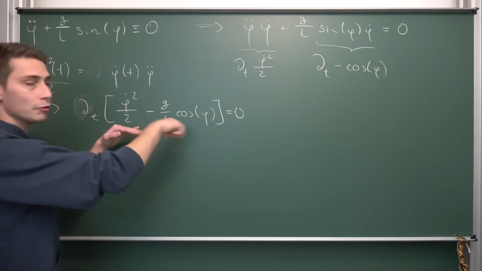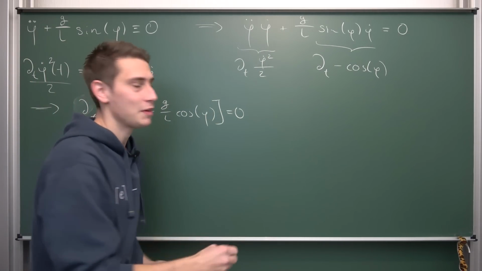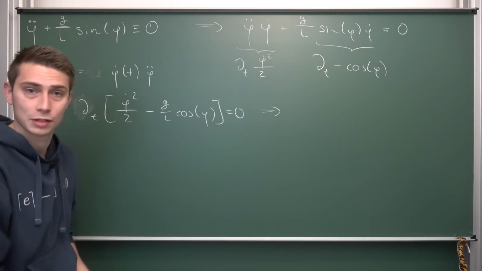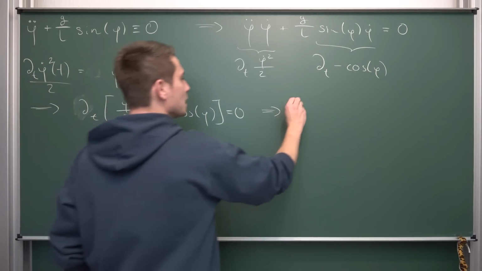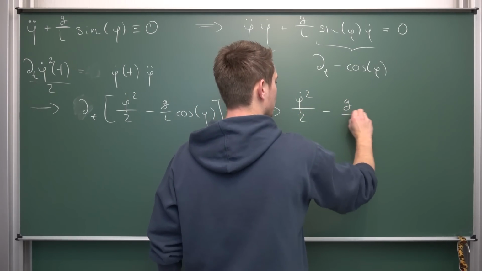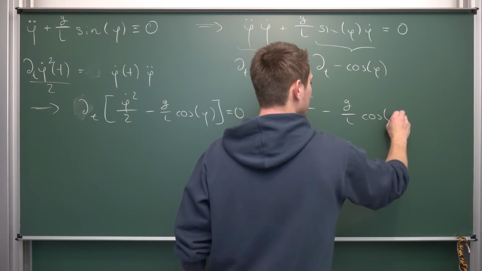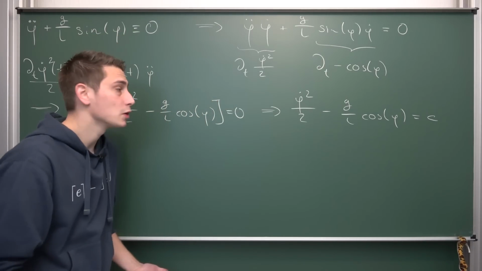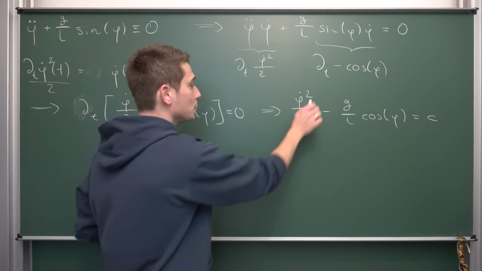Meaning what we can conclude from this right here, just like with the conservation of energy that I have derived before from basic conservative forces and conservative potentials, we can actually notice that phi dot squared over 2 minus g divided by L times the cosine of phi is hence nothing but some constant c. And what we can also do is we can multiply both sides by 2.